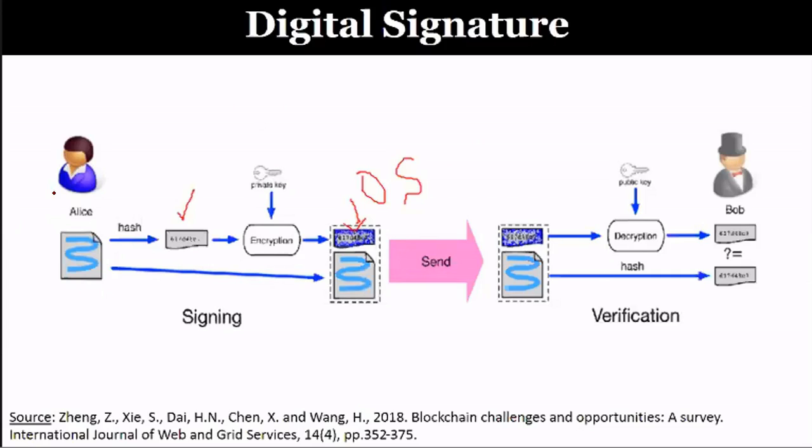So here in digital signature, what happens is, let's say there are two users, Alice and Bob, and Alice wants to send data, which is this, to Bob, right? Before sending this data to Bob, Alice wants to sign it digitally. So digital signature is a two-step process. In the first step, the data that Alice wants to send is first hashed. So this is step number one.